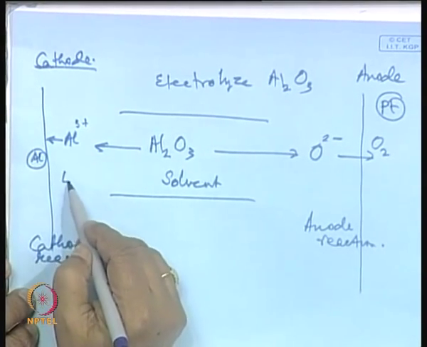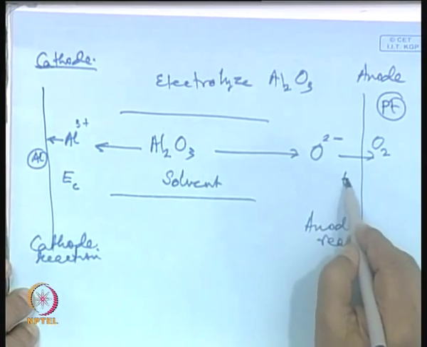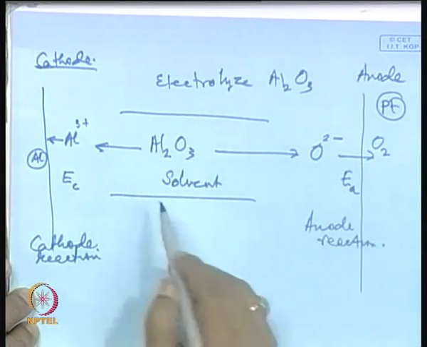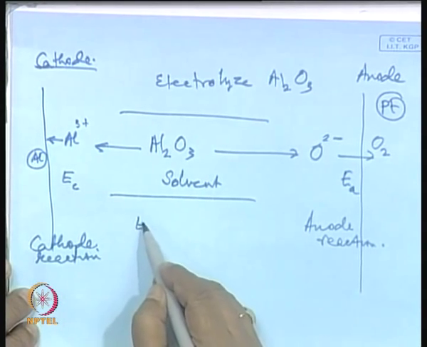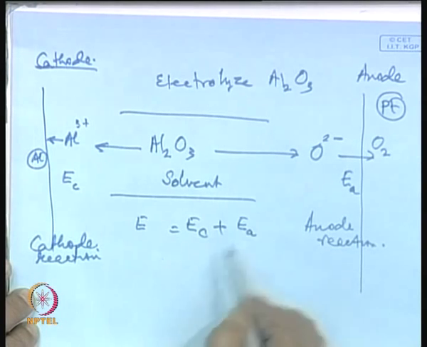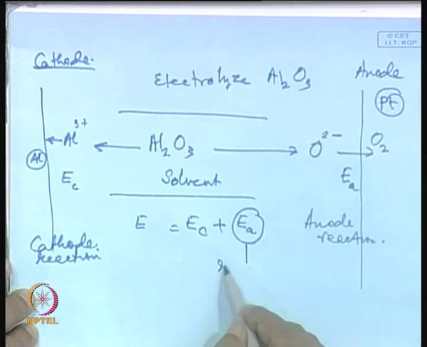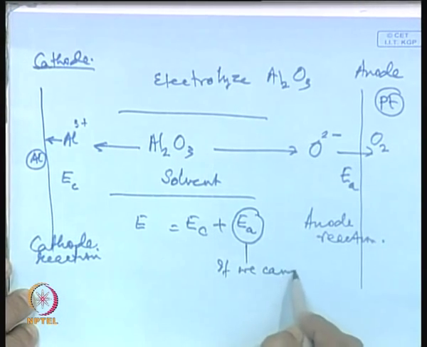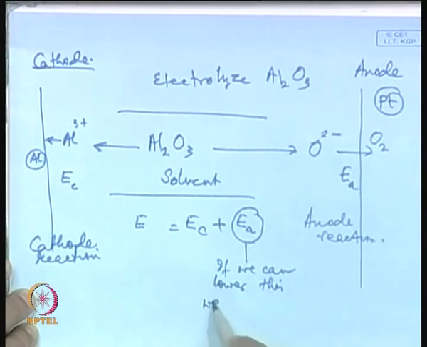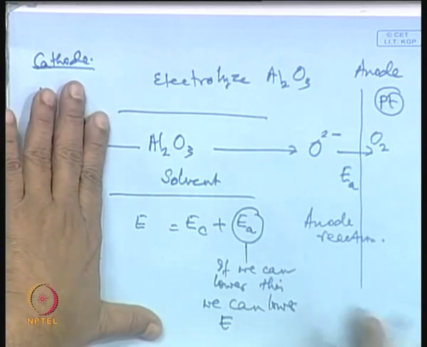There is a potential required here, a potential here, and the total potential, decomposition potential, would be cathodic potential plus anodic potential. Can we lower this? If we can lower this, we can lower E. And no harm done. The metal is deposited, you lower this.